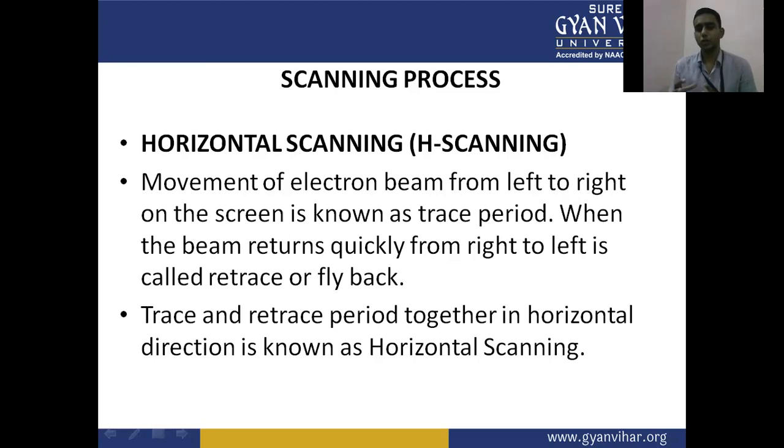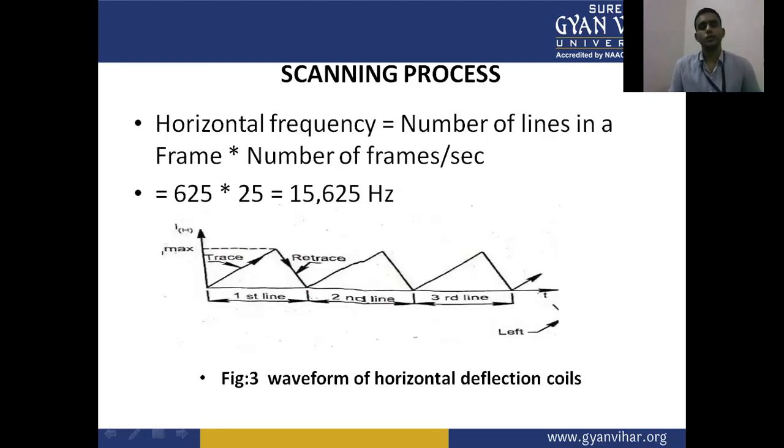Trace and retrace periods together in the horizontal direction are known as horizontal scanning, because the beam moves from left to right and back, line by line down a page from top to bottom. Horizontal frequency is the number of lines in a frame times the number of frames per second. We already discussed that the number of lines in the PAL system is 625 and the number of frames per second is 25.